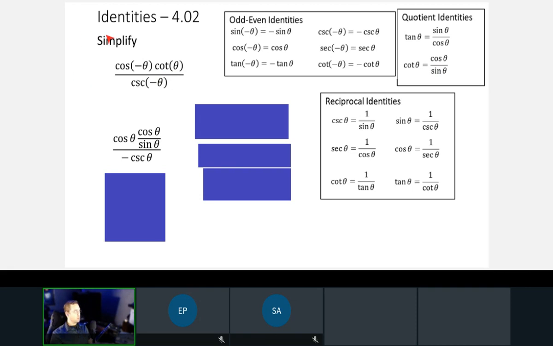So our goal when you simplify this is, along with using these identities here, the odd even, we want to write everything in terms of sine and cosine. So we did that. Cosecant would be the next step. We would have to rewrite this as well using the reciprocal. Cosecant is 1 over sine. So that's what gets replaced right here in the next step.